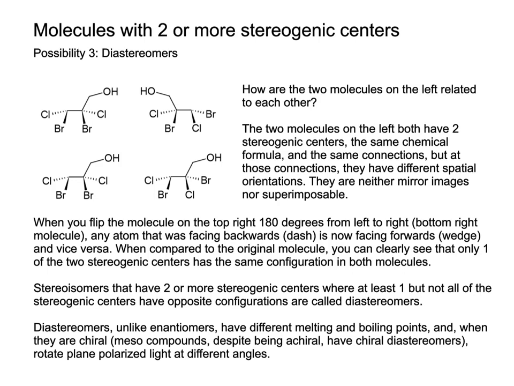Diastereomers, unlike enantiomers, have different melting points and boiling points, and when they're chiral, they rotate plane polarized light at different angles. Even meso compounds, despite being achiral, still have chiral diastereomers.